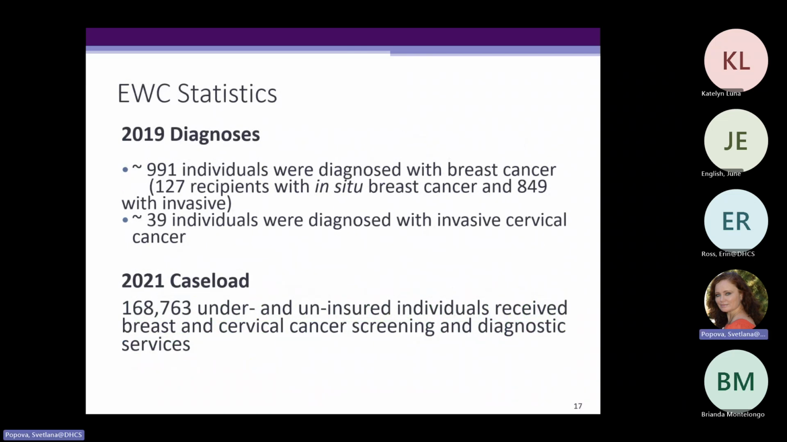Okay, this is a little bit of a statistic so you can understand where we are. Before COVID, in 2019, this is just a sample, but I think it's important to understand how we've been doing in recent years. Approximately 991 individuals were diagnosed with breast cancer. 127 of them had non-invasive cancer, what we call in situ breast cancer, and 849 had invasive cancer.